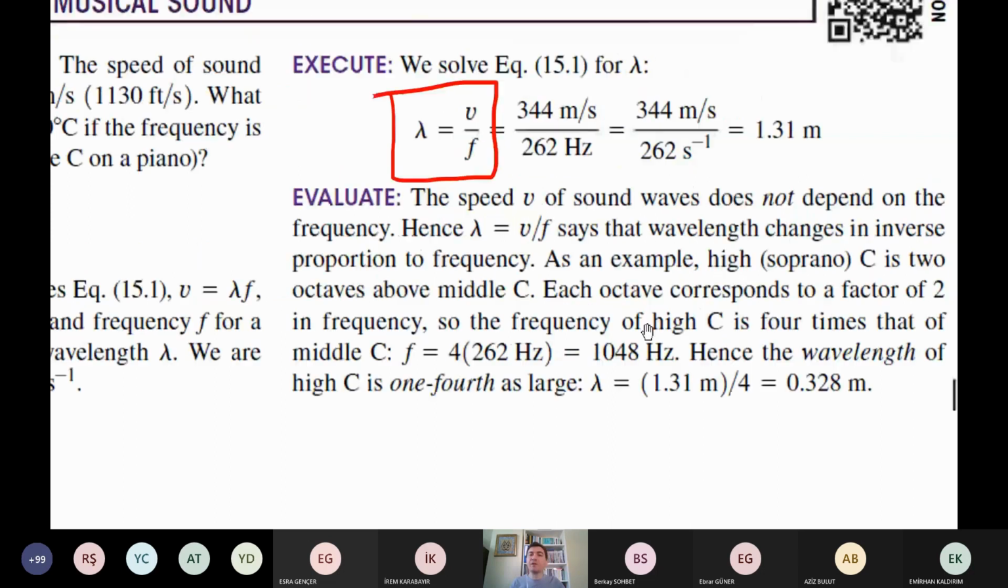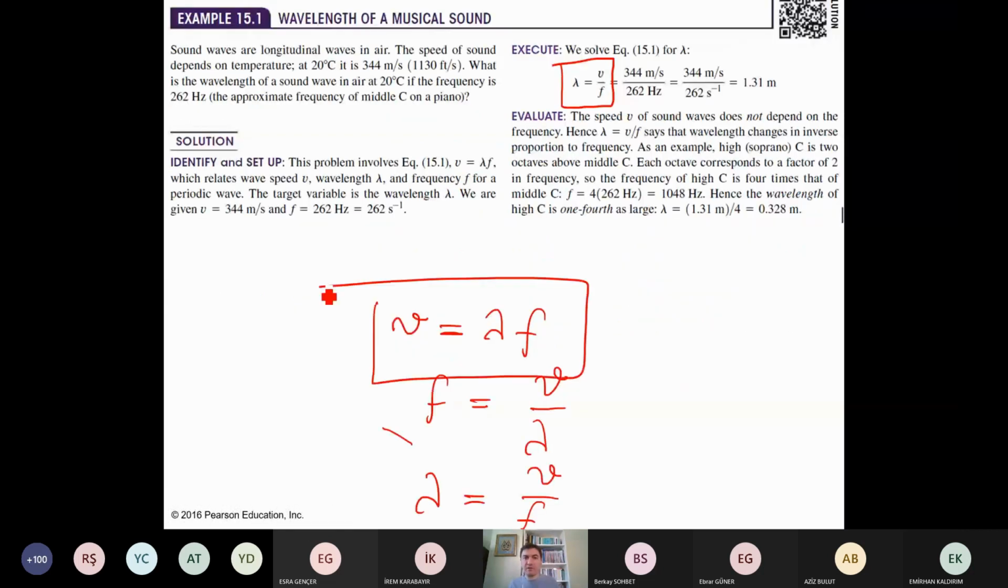The speed v of sound waves does not depend on the frequency. Here we have the speed of the sound waves, okay? In this expression, speed of sound waves. If you increase the frequency, then you will decrease the wavelength. If you decrease the frequency, you will increase the wavelength. So the speed of sound waves does not depend on frequency. Hence, lambda says that wavelength changes in inverse proportion to frequency, as I have explained here, okay?